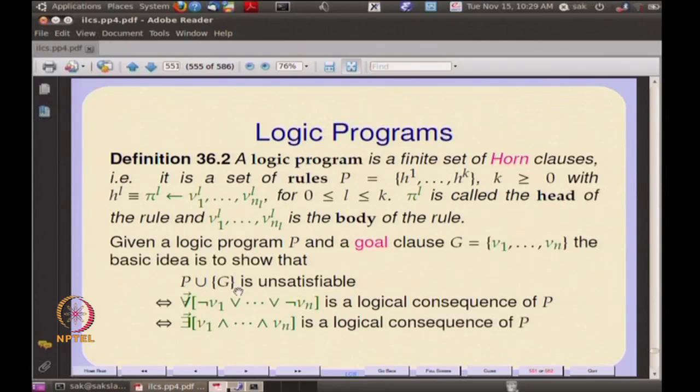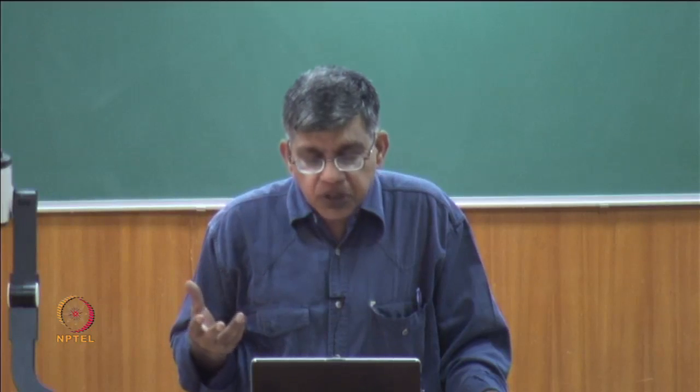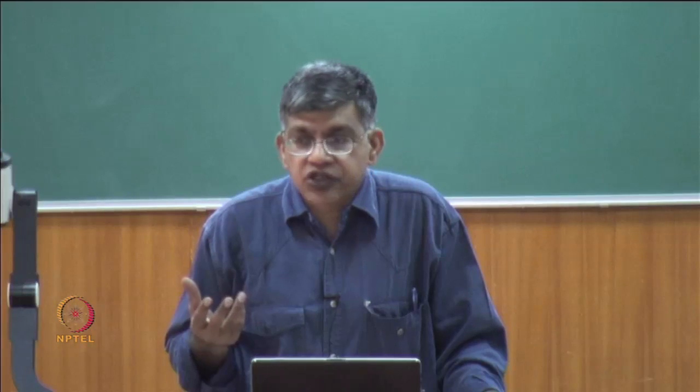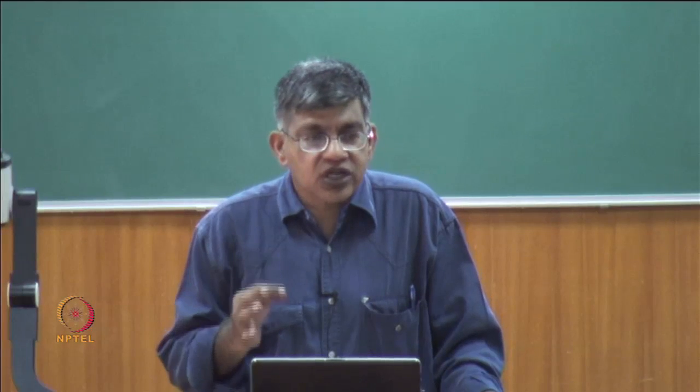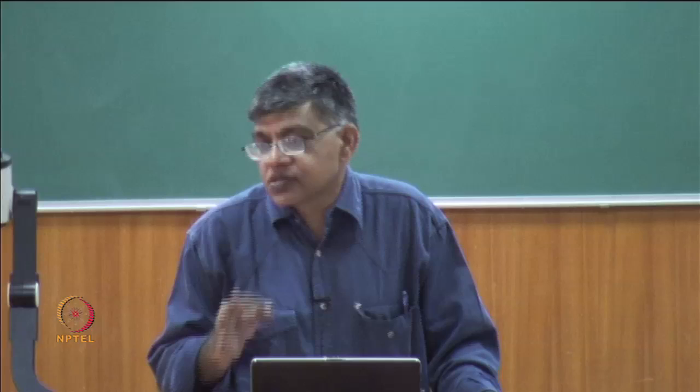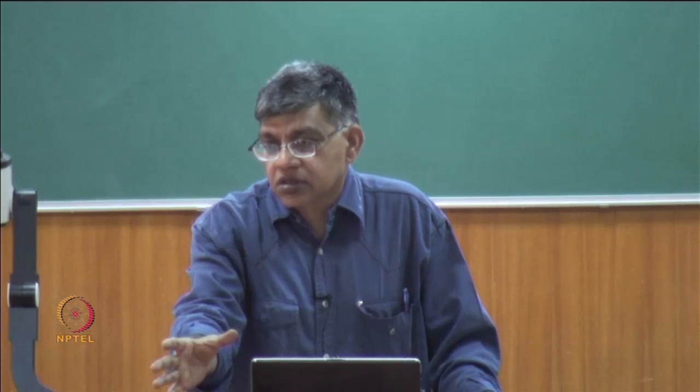Now, if this whole set is unsatisfiable, then essentially it means that the existential closure of the conjunction is a logical consequence of the set of program clauses, right. Your program clauses are essentially going to be a collection of first order axiomatizations of some structure given some signature.